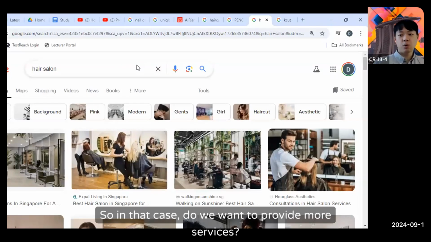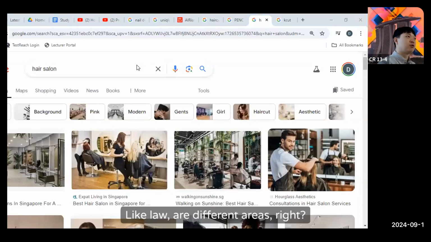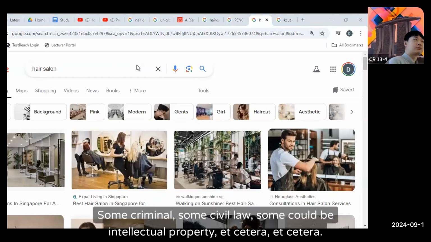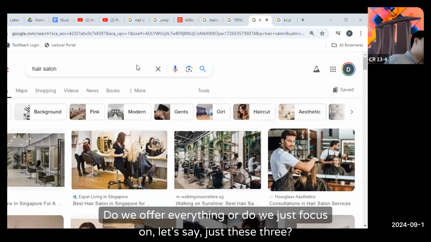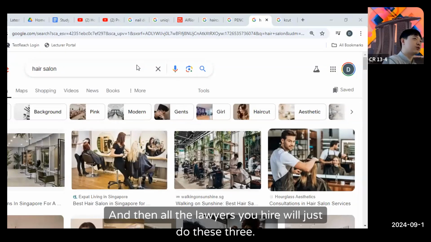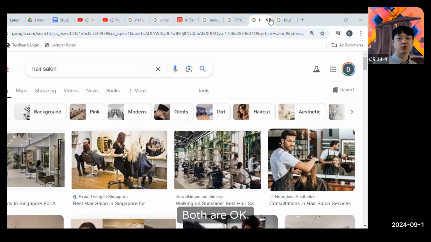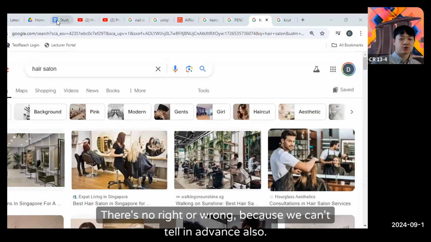So in that case, like law, there are different areas, right? Some criminal, some civil law, some could be intellectual property, etc. Do we offer everything, or do we just focus on, let's say, just these three? And then all the lawyers you hire will just do these three. Both are okay, right? There's no right or wrong because we can't tell in advance.